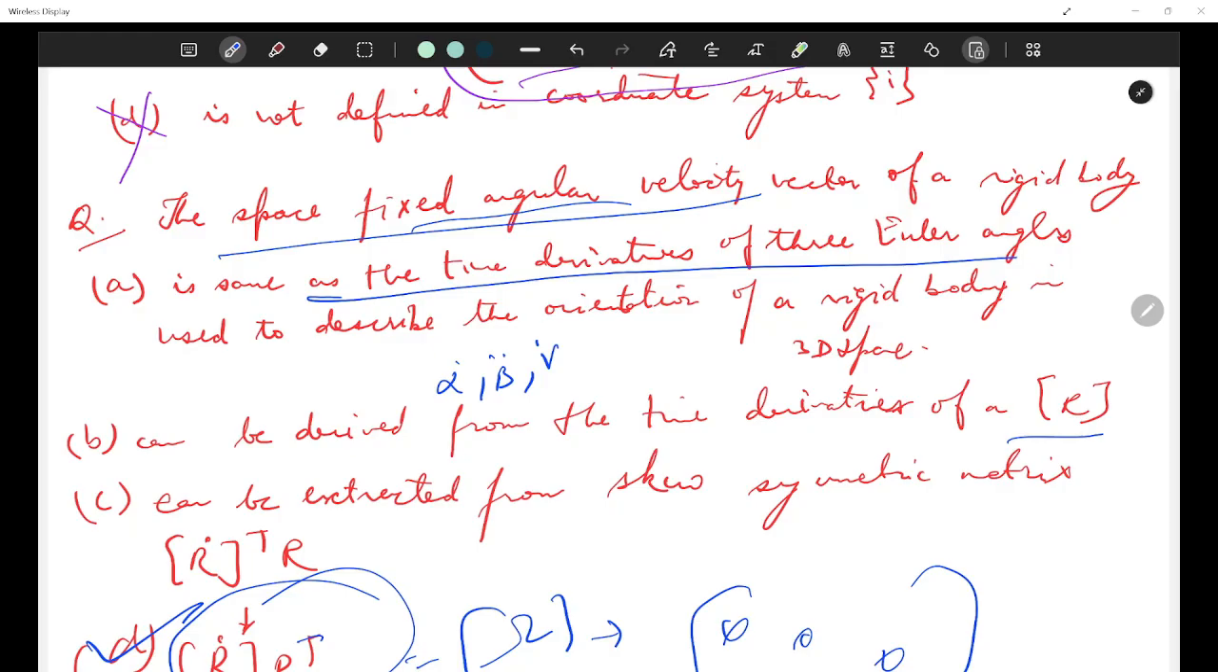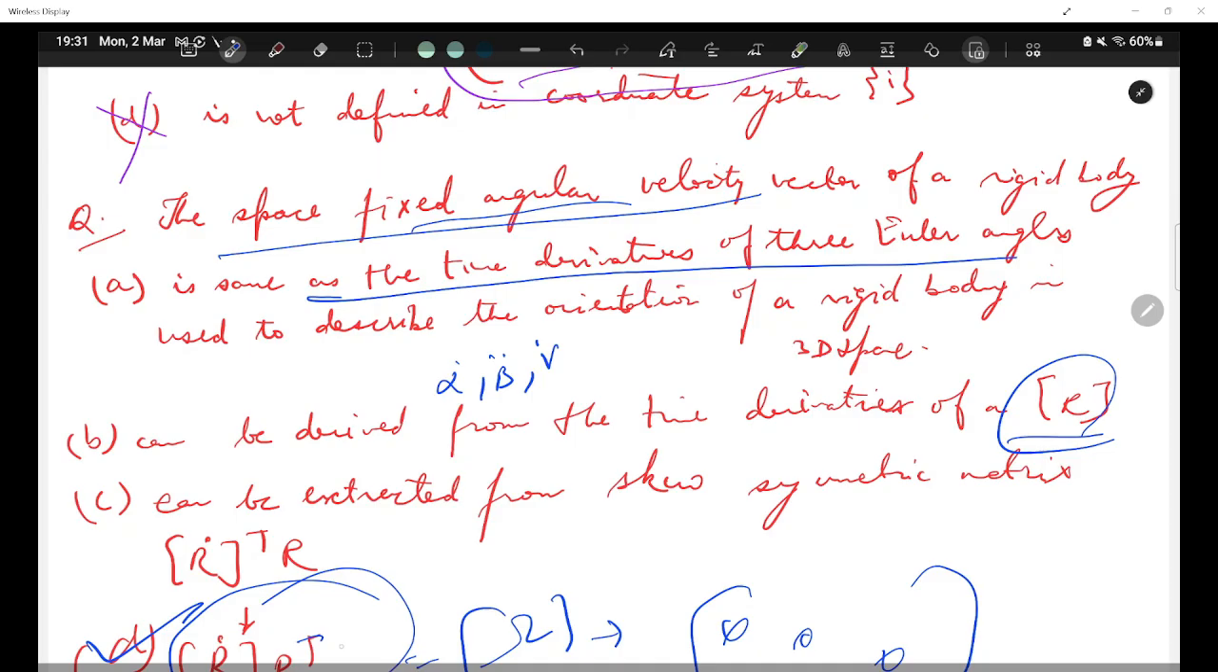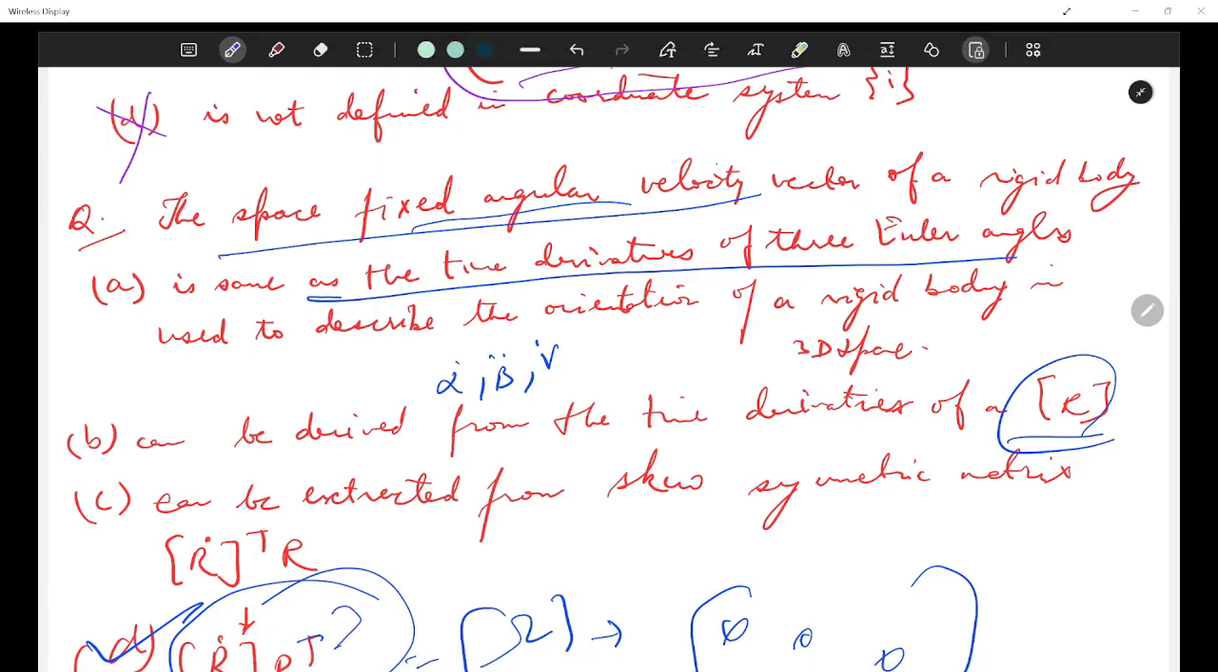Then the other option is that it can be derived from the time derivatives of r. This is incomplete. Angular velocity depends on r dot, but r dot alone is not skew symmetric. We must multiply it by r transpose, as we saw here. Without r transpose you do not get the angular velocity matrix. Thus this statement is imprecise and incomplete. That is the only reason we are ignoring it.